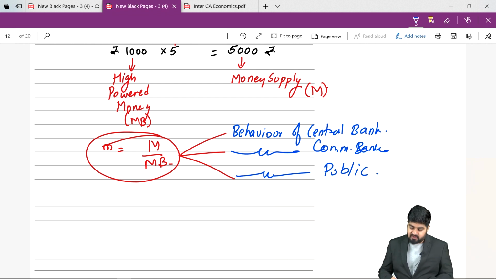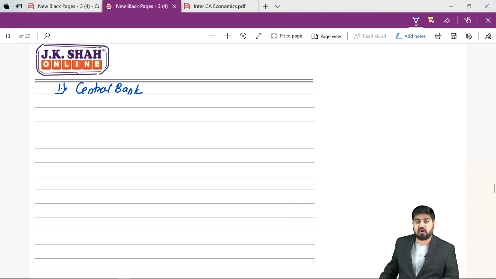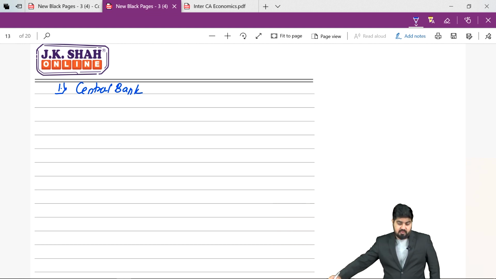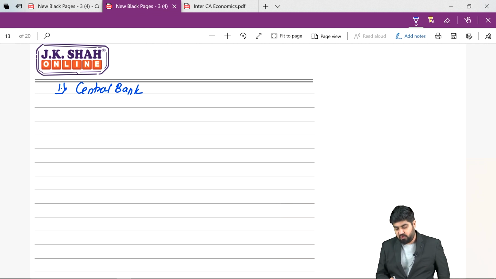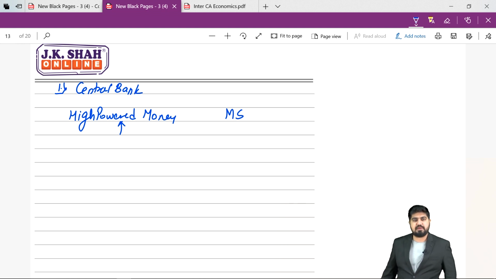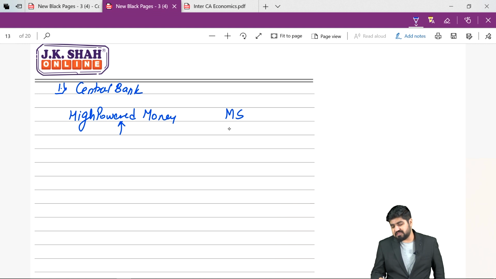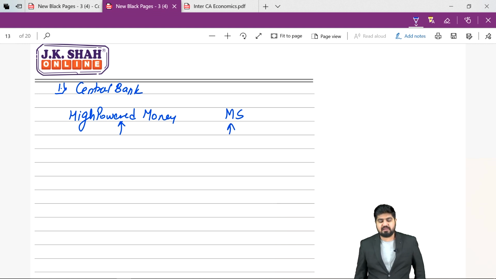Now when I say behavior of central bank, listen to this very carefully. How will central bank influence the level of money supply in the economy? Any idea? I'll tell you. When central bank has the authority of printing high powered money, so if RBI is printing more and more high powered money, what will be the money supply? You would say, sir, even a kid can say this. Of course, I agree to that. If more and more money is printed, the money supply will increase. Similarly, if less money is there, the money supply will be less.